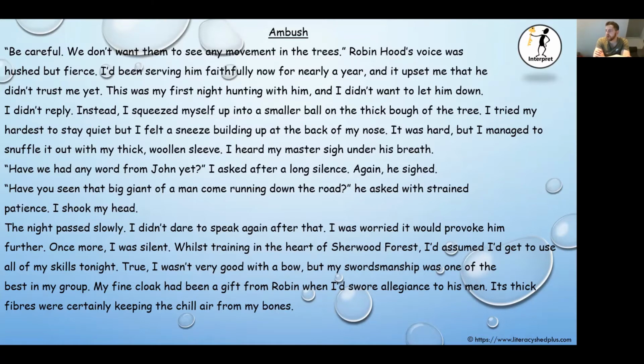Whilst training in the heart of Sherwood Forest, I'd assumed I'd get to use all of my skills tonight. True, I wasn't very good with a bow, but my swordsmanship was one of the best in my group. My fine cloak had been a gift from Robin when I'd sworn allegiance to his men. Its thick fibres were certainly keeping the chill air from my bones.